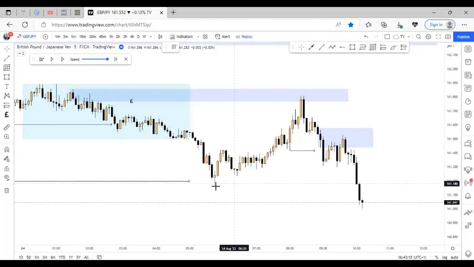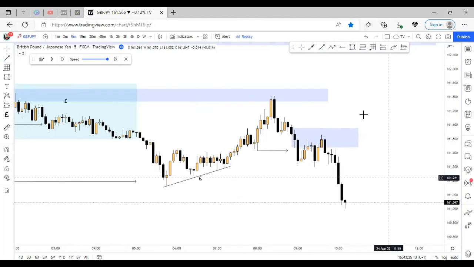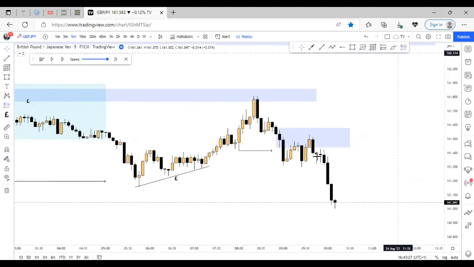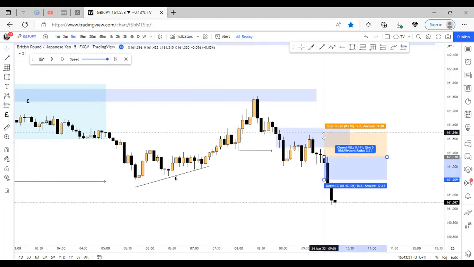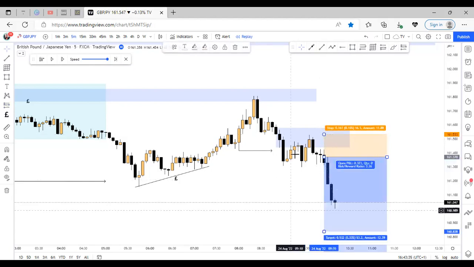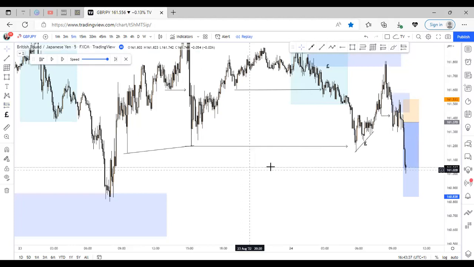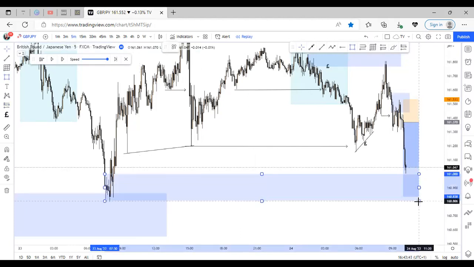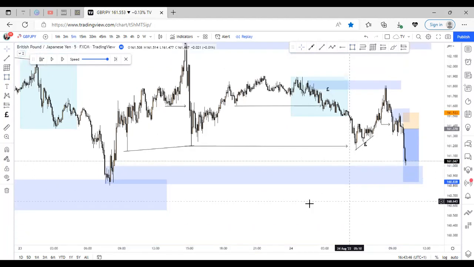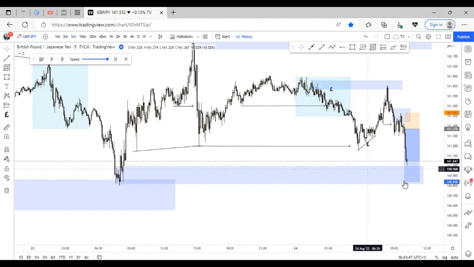Then I saw this as more liquidity to be grabbed, and I was able to market execute a sell, I think from right here, and my stop loss at this level. So I got into a sell trade, and my take profit was still at this zone right here, because then my overall bias was still for a buy.